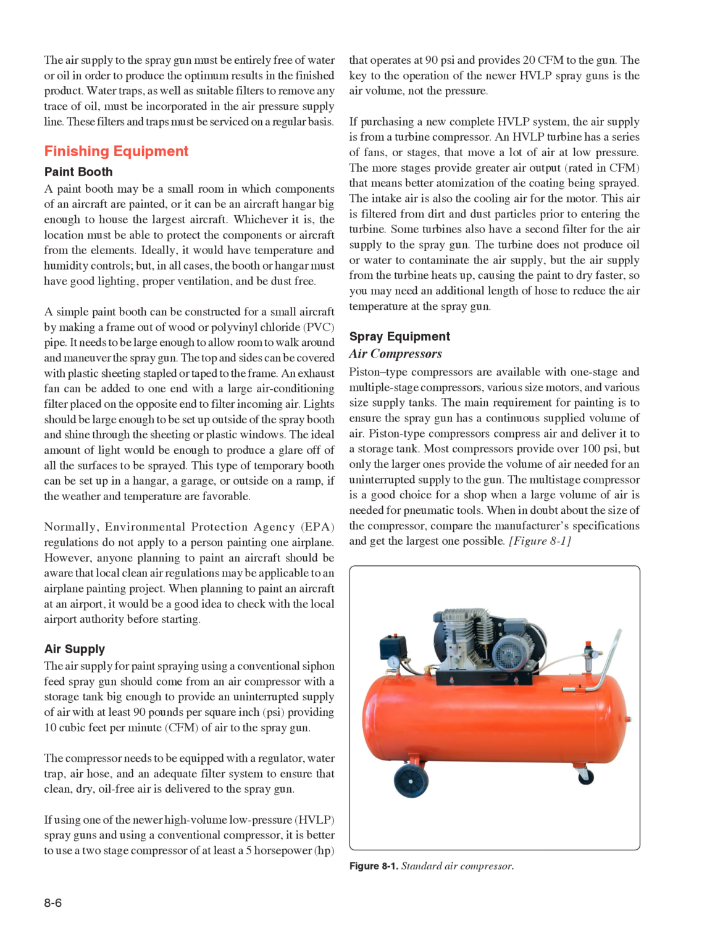The turbine does not produce oil or water to contaminate the air supply, but the air supply from the turbine heats up, causing the paint to dry faster, so you may need an additional length of hose to reduce the air temperature at the spray gun. Spray equipment: air compressors. Piston-type compressors are available with one-stage and multiple-stage compressors, various size motors, and various size supply tanks.